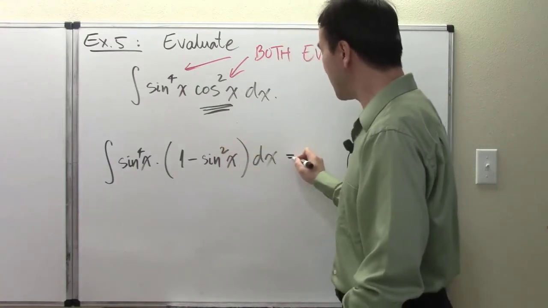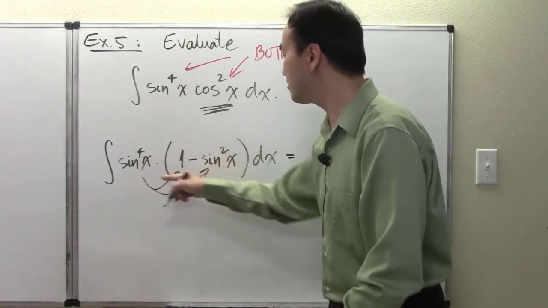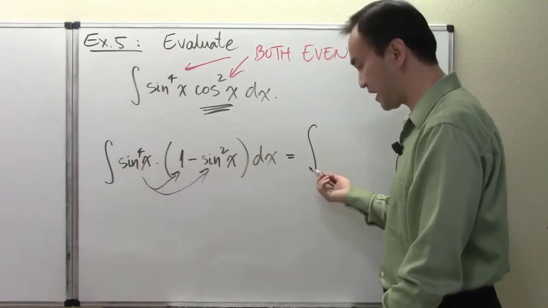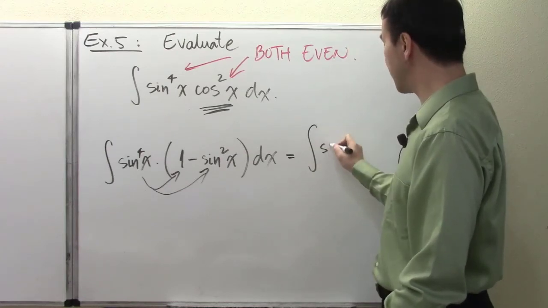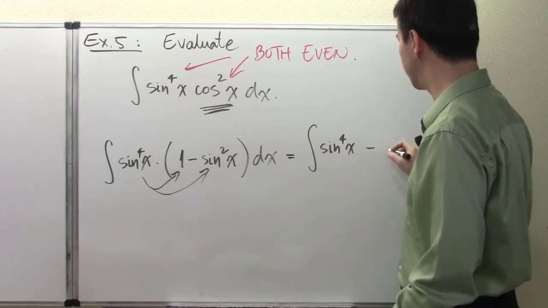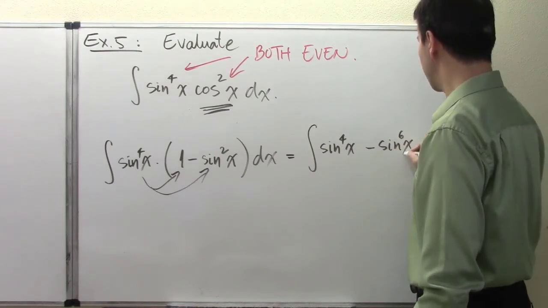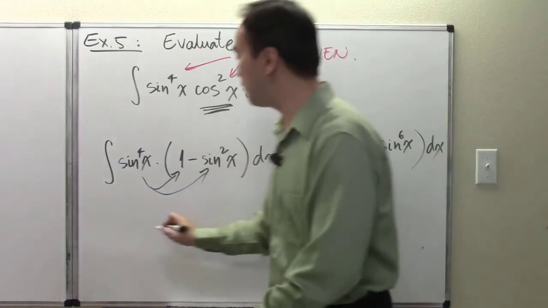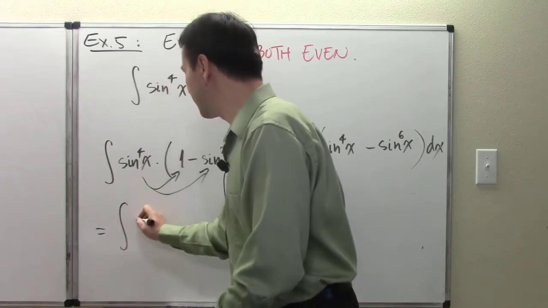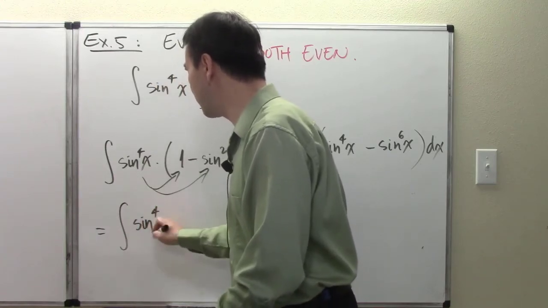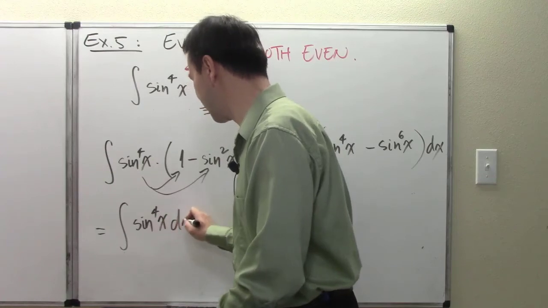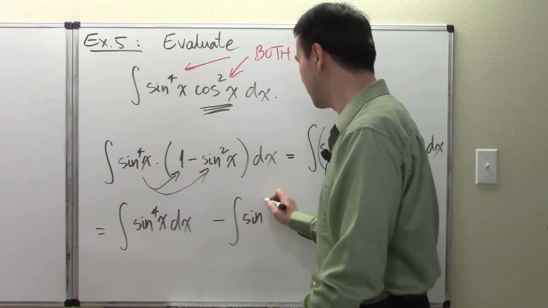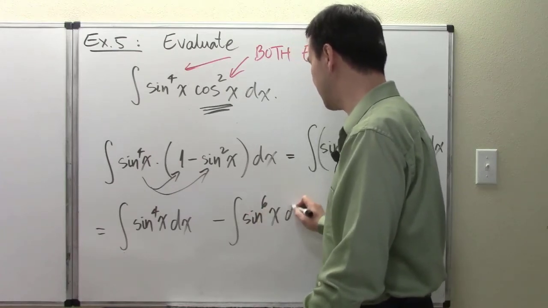So now, in the next step, we're simply going to distribute that sine to the fourth to each term and produce an integral of two terms. One of them is sine to the fourth of x, and the other one is sine to the sixth of x, dx. All right, and so in that way we are forced to break it down into two separate integrals. One of them is a single power, sine to the fourth of x, and the other one is another integral, single power, sine to the sixth of x dx.